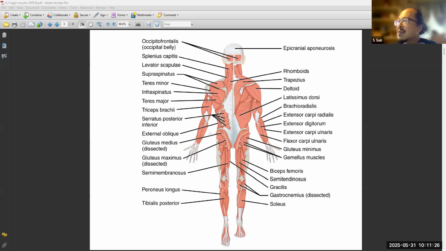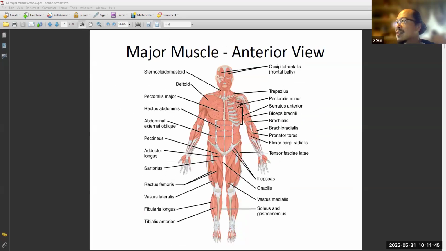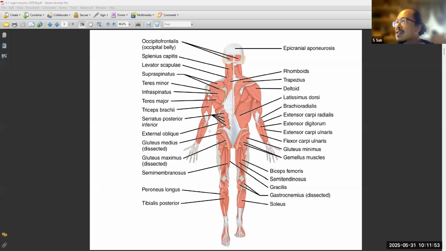And then here is the external oblique. External oblique is from the side into the front. So they don't go to the entire belly. They go to the side of your abdomen. So external oblique will basically connect into this portion right here. Yes, I think that's that one. Abdominal external oblique. So that's the same thing. So that's the back.